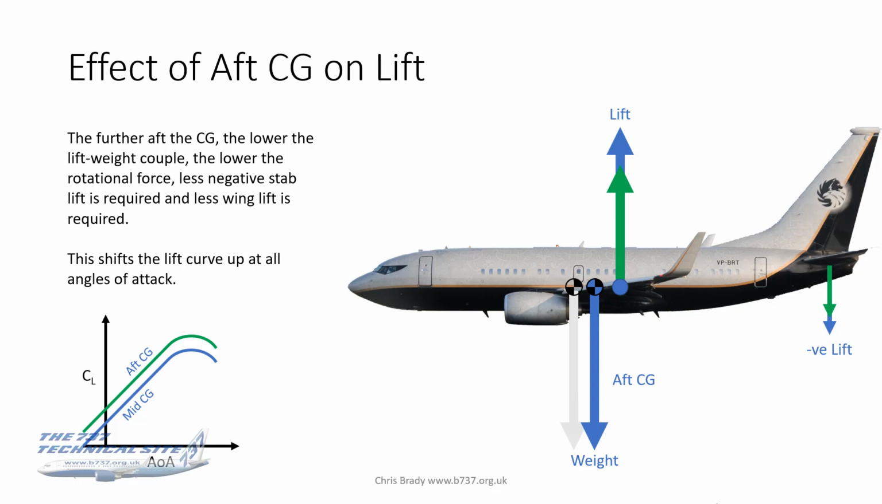Conversely, the further aft the CG is, the lesser the lift weight couple, the lower the rotational force, less negative stab lift is required, and therefore less wing lift is required. That is obviously beneficial. That shifts the lift curve up at all angles of attack.